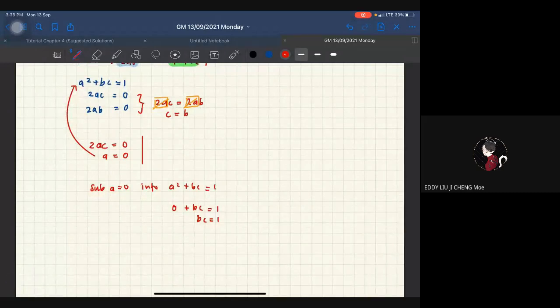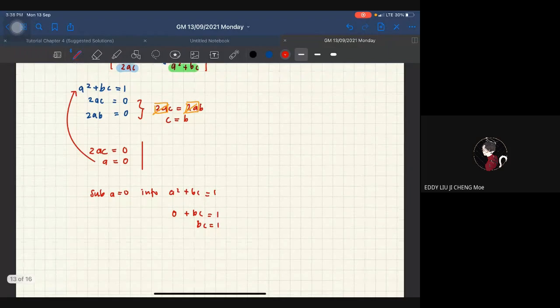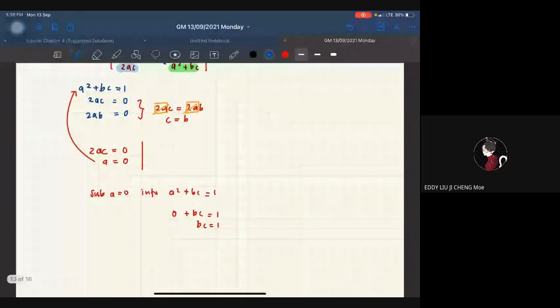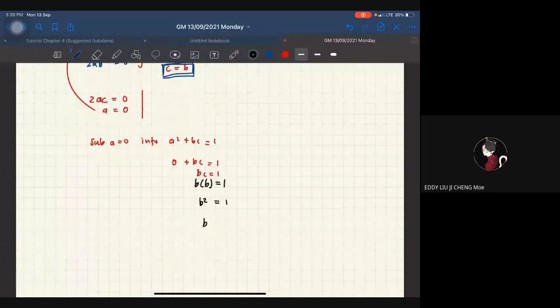Okay, so kita dah dapat BC equals to 1. Kalau tengok dekat sini, we already know that C is equals to B. So awak gantikan saja salah satu sama ada C ataupun B. Kita contohlah kita nak gantikan C. So maksudnya awak akan ada B darab B equals to 1. So you have B squared equals to 1. Maksudnya nilai B awak ada dua. It's either -1 or +1.